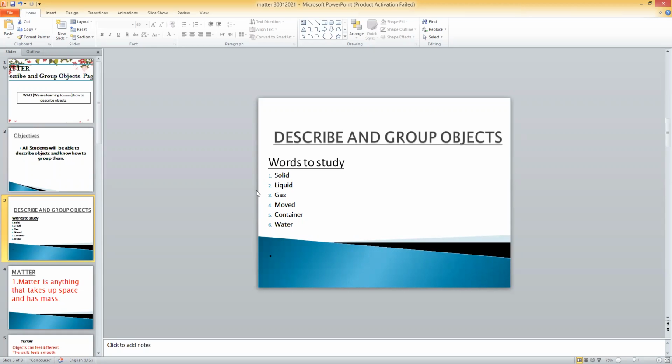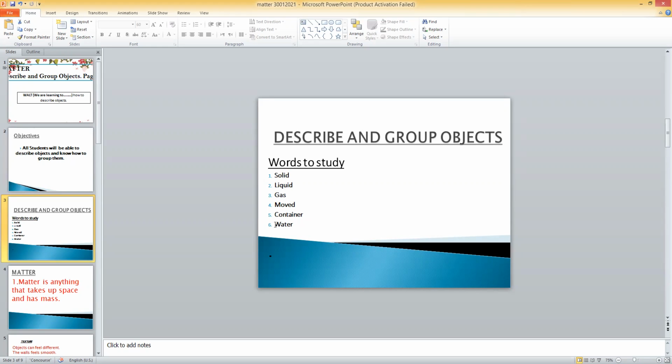Then number three is gas, like oxygen, carbon dioxide. They are gas. Number four is moved. When you change your position, moved. Number five, container. Again, container. And number six is water.